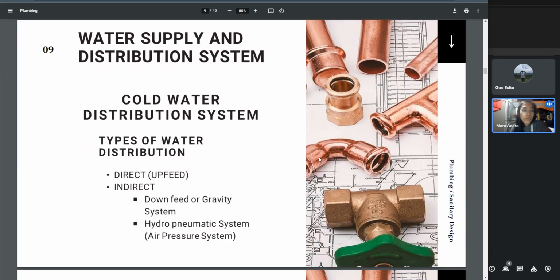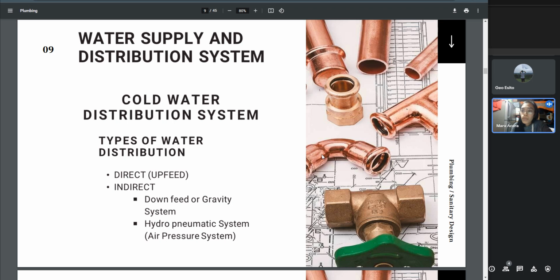Talking about cold water distribution system, we have types of water distribution: the direct or upfeed and the indirect. Direct upfeed, water is provided by the city water companies using normal pressure from public water main. In indirect, we have downfeed or gravity system.